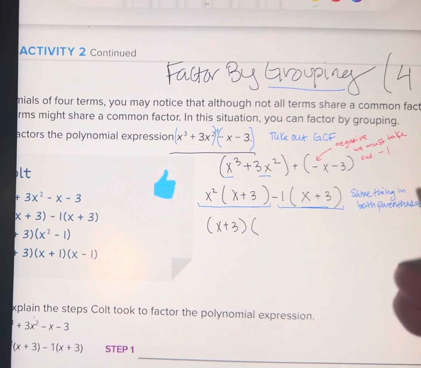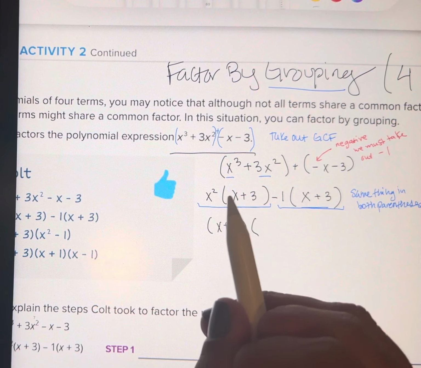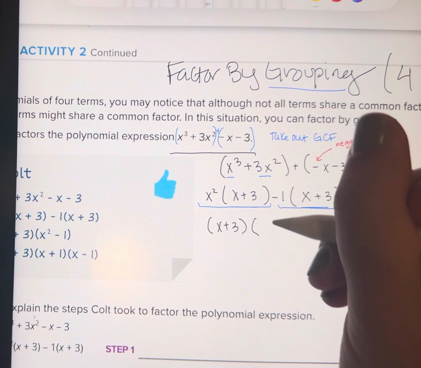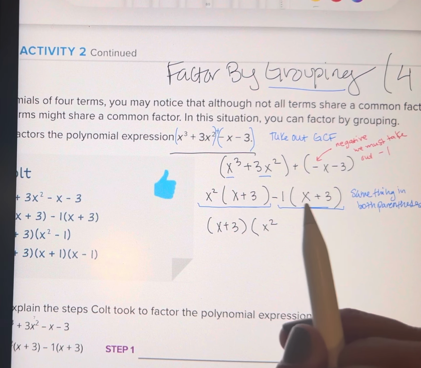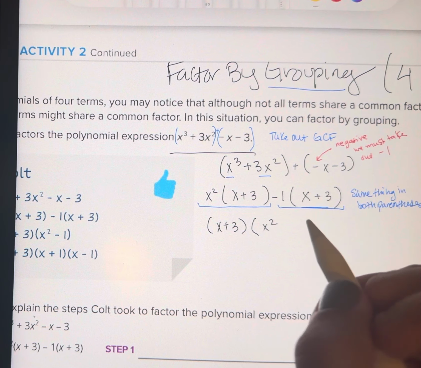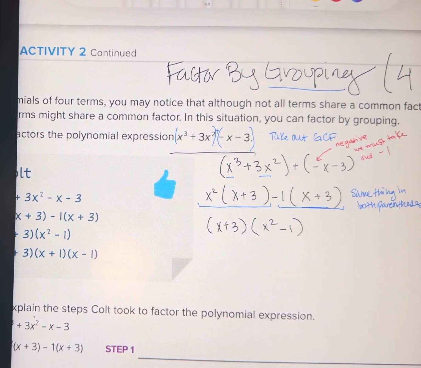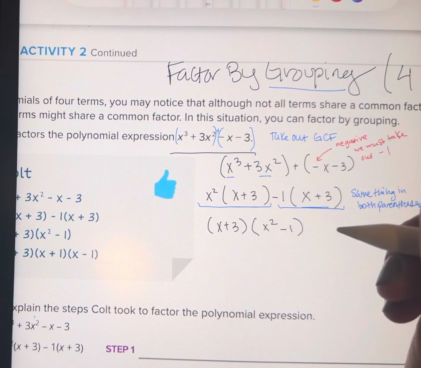When I take out the x plus 3 from here, I'm left with x squared. And when I take out the x plus 3 from here, I'm left with minus 1. Okay? And that's it. Boom, I factored it. That's factor by grouping.